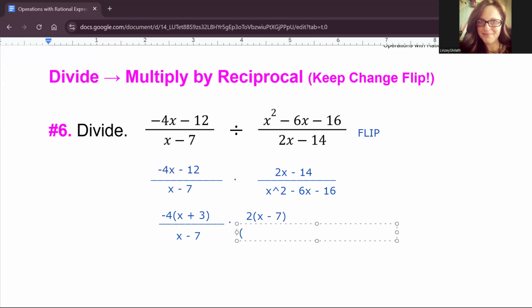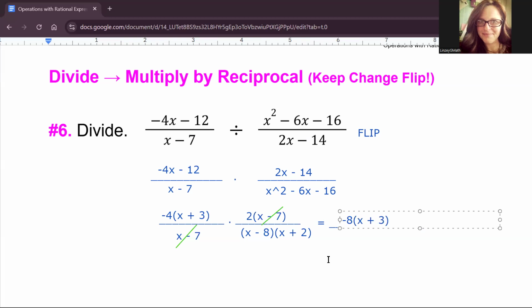What multiplies to negative 16 and adds to negative 6? Negative 8 and positive 2. And then let's cancel before we multiply. We can cancel x minus 7 and x minus 7. And that's it. And we'll multiply straight across, top and bottom. And we get negative 4 times x plus 3. Oh, times 2. Negative 4 times 2 is negative 8. And on the bottom, we get x minus 8 and x plus 2. I'm going to leave it just like that.